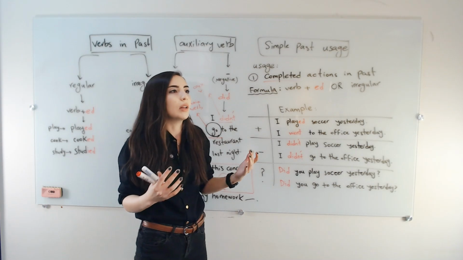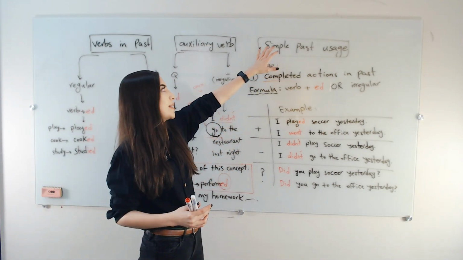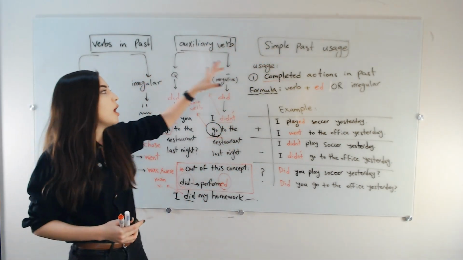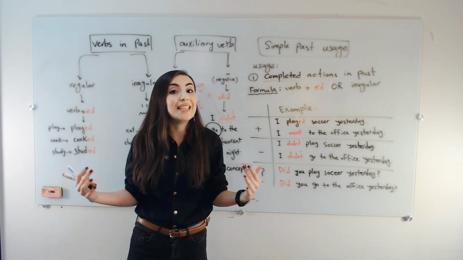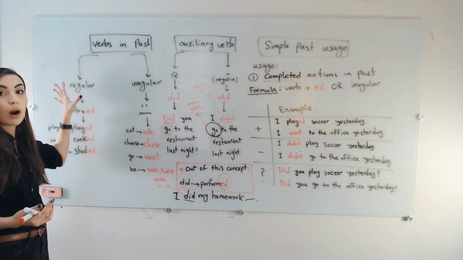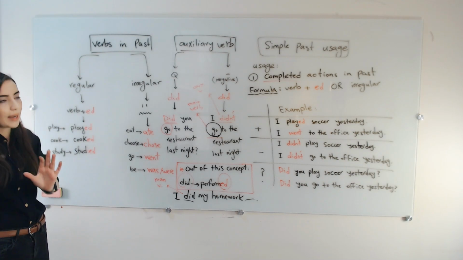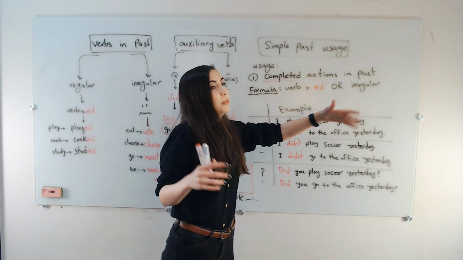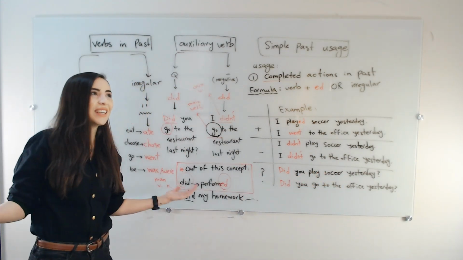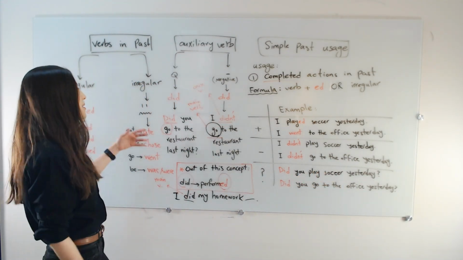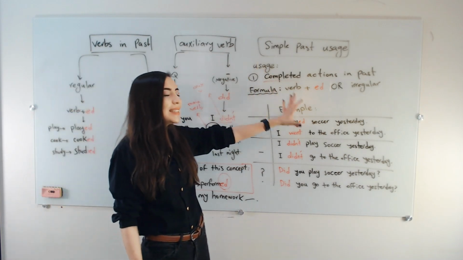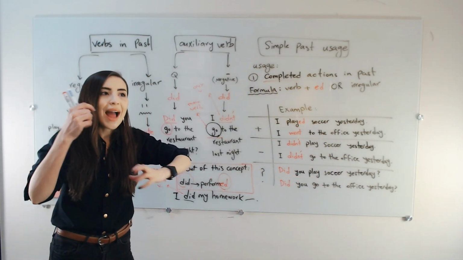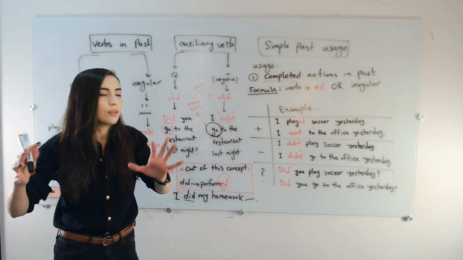So the formula, what is the formula of simple past? We already covered it in here. The verb would be plus ed if the verb is regular, and if the verb is irregular, it would be irregular. I'm sorry, but you have to know, you have to memorize it, the list that I mentioned. So let's see some examples to actually settle that down.